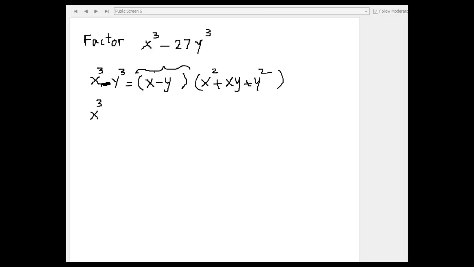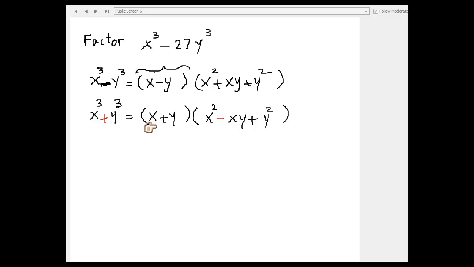If this were x cubed plus y cubed, then the first parenthesis would be x plus y, and in the second parenthesis the signs would alternate between plus and minus. You just have to remember that: plus, minus, plus. So if this is minus, the first parenthesis would be minus, and all the signs in the second would be positive. If this is plus, the first parenthesis would be plus, and the signs alternate plus, minus, plus. Now remember the format: the middle term is always xy, and the other two terms are the squares of the first term and the second term.